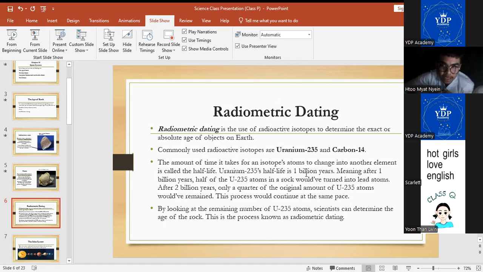Uranium-235's half-life is 1 billion years, meaning after 1 billion years, half of the uranium-235 atoms in a rock would have turned into lead atoms. After 2 billion years, only a quarter of the original amount of uranium-235 atoms would have remained. This process would continue at the same pace until there is nothing left. By looking at the remaining number of uranium-235 atoms, scientists can determine the age of the rock. This is the process known as radiometric dating.